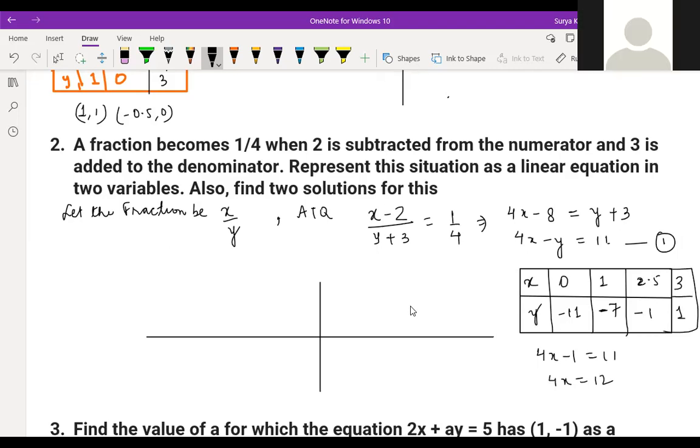So you can use any two coordinates and plot the graph. Okay, children, there are four coordinates over here: 1, 2, 3, 4. You can take any 2 coordinates. The whole thing will lie on the same line.